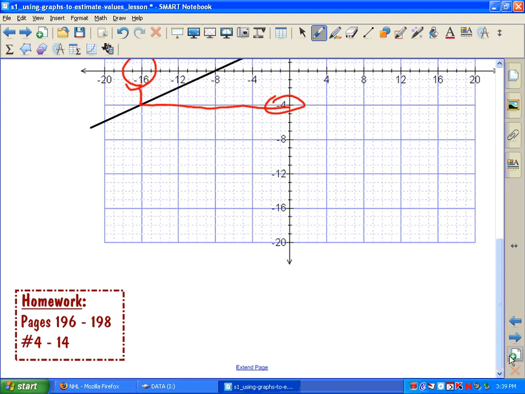Alright, so for homework, you have pages 196 to 198, numbers 4 to 14. Graph paper may be useful. It's on the overhead cart. Have fun.